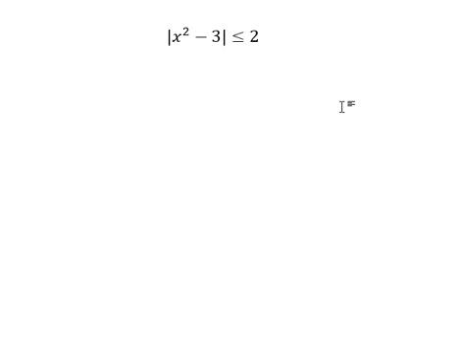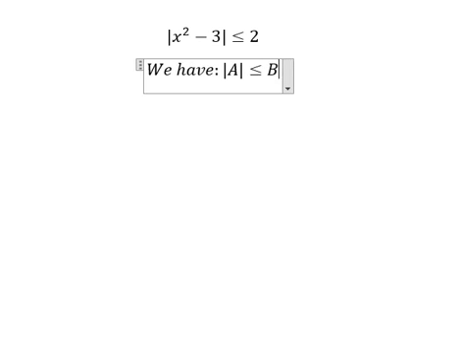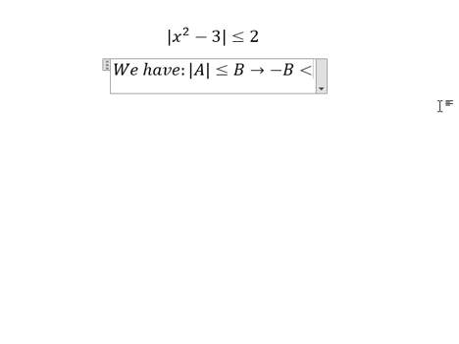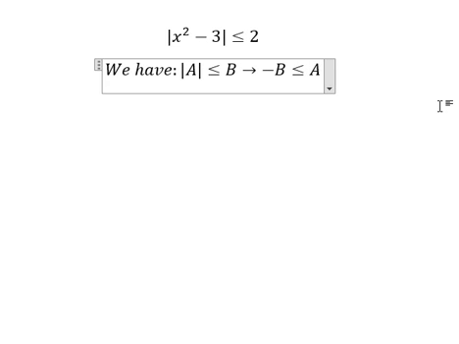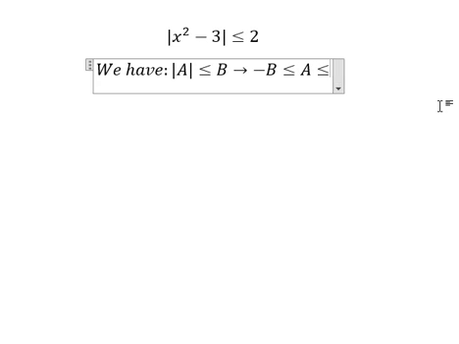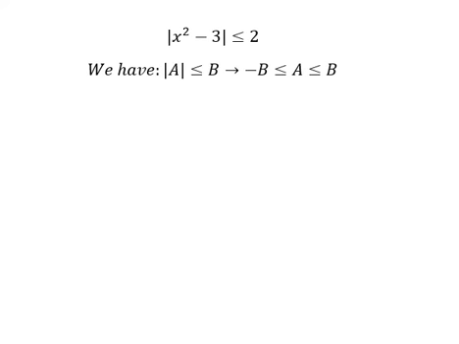Question number 2. We have the formula: the absolute value of a is smaller than or equal to b. So we will have negative b is smaller than or equal to a, and a is smaller than or equal to b. So we need to combine two inequalities in here.